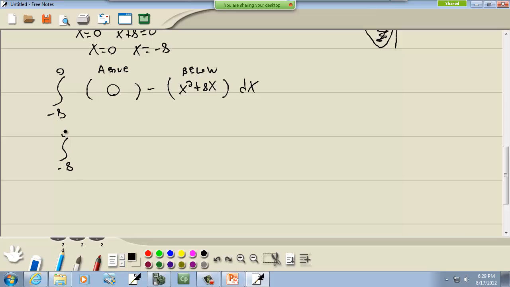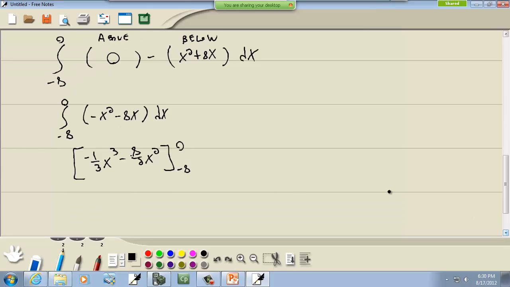So we've got negative 8 to 0. The 0 doesn't do anything there. The negative here flips the sign, so we've got negative x squared minus 8x dx. We'll add 1 to our power, divide by our new power. Add 1 to our power, divide by our new power. And then our numbers here, which gives us negative 1/3 x to the third minus 4x squared.